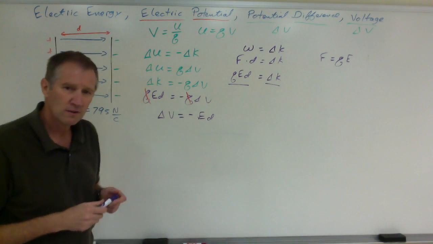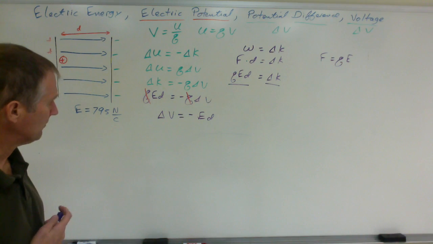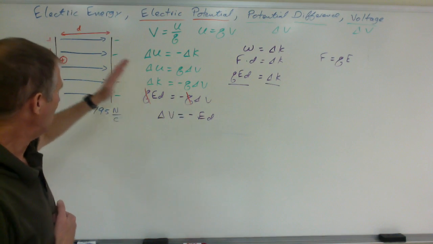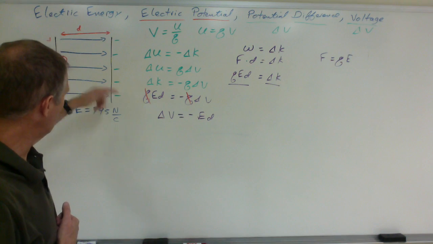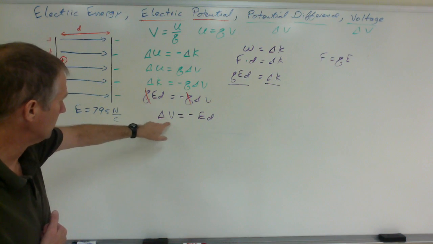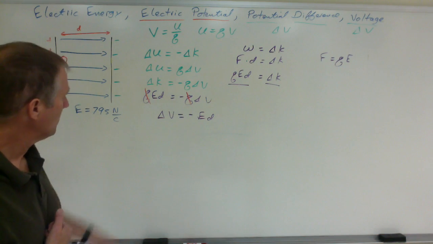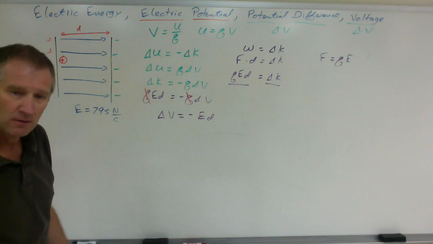And again, we normally deal with absolute values. But all this means is that as a positive charge is accelerated through a voltage, through this field, it loses its potential. Now, if you had a negative charge, everything would be opposite.